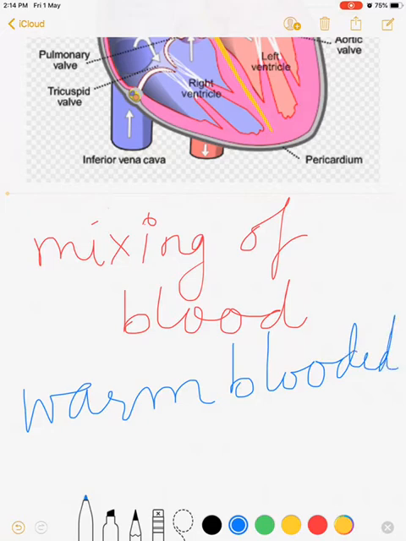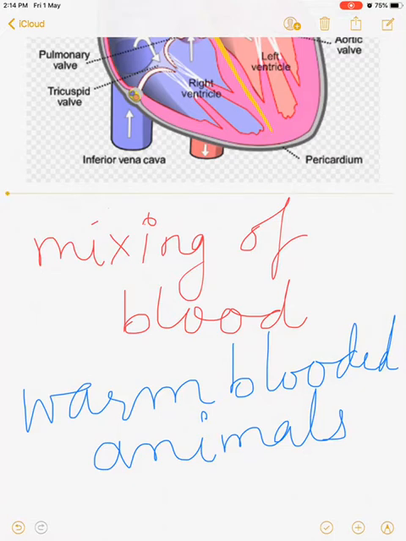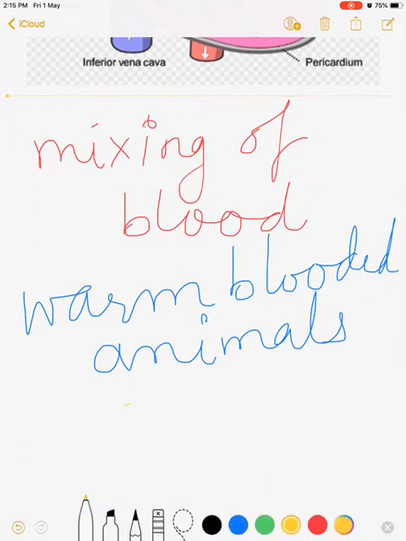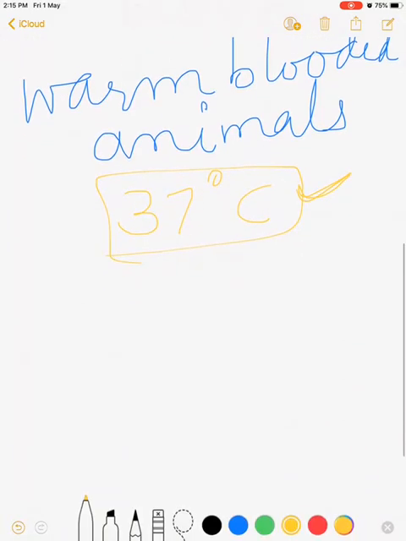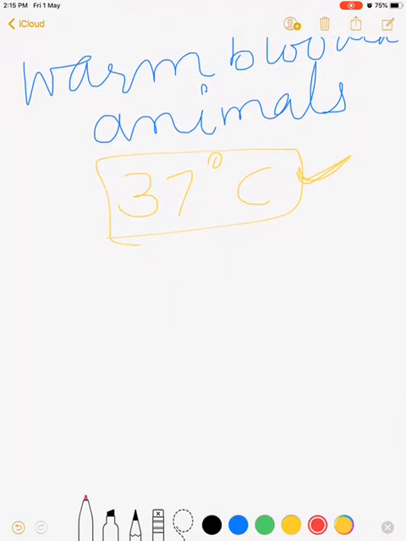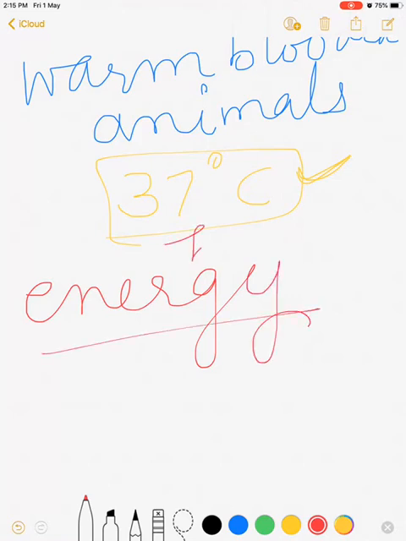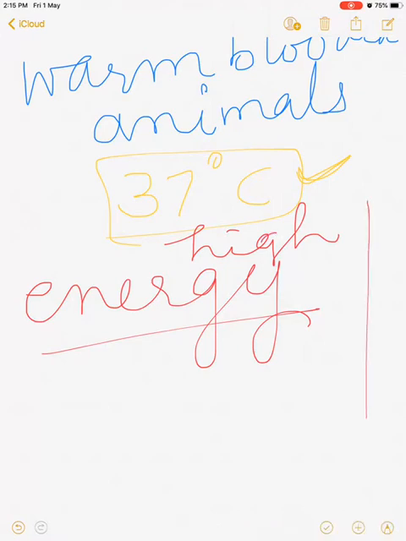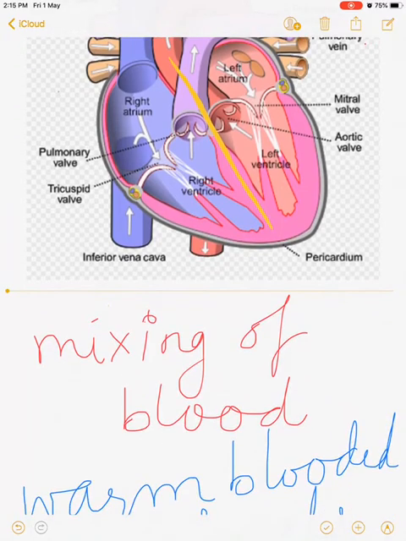Warm blooded means we have to keep our body temperature, which cannot be changed according to the environment. Normally our body temperature in human is nearly 37 degrees Celsius. So our body constantly works to maintain this temperature, and for this it has to spend energy. And for this high energy requirement of our body, we cannot afford the mixing of blood.